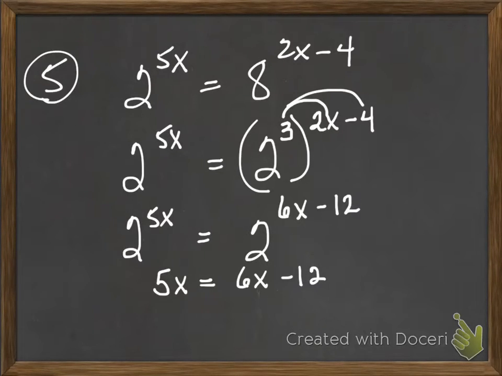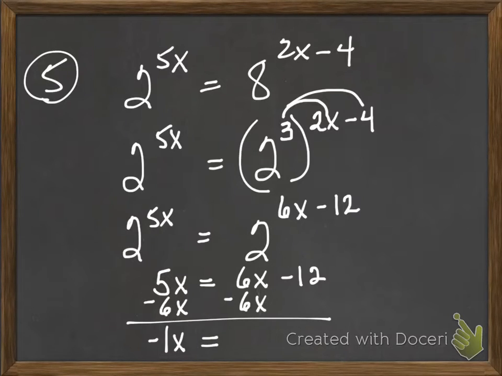If I move that whole term, I'm subtracting it. If the whole term is positive, you're moving it by subtracting. We're trying to get all of the x's on the same side. Anytime you have an x on both sides, you've got to get them all on the same side. So 5x minus 6x is negative 1x. On the right-hand side, the 6x's are going to cancel, and you're going to be left with a negative 12.